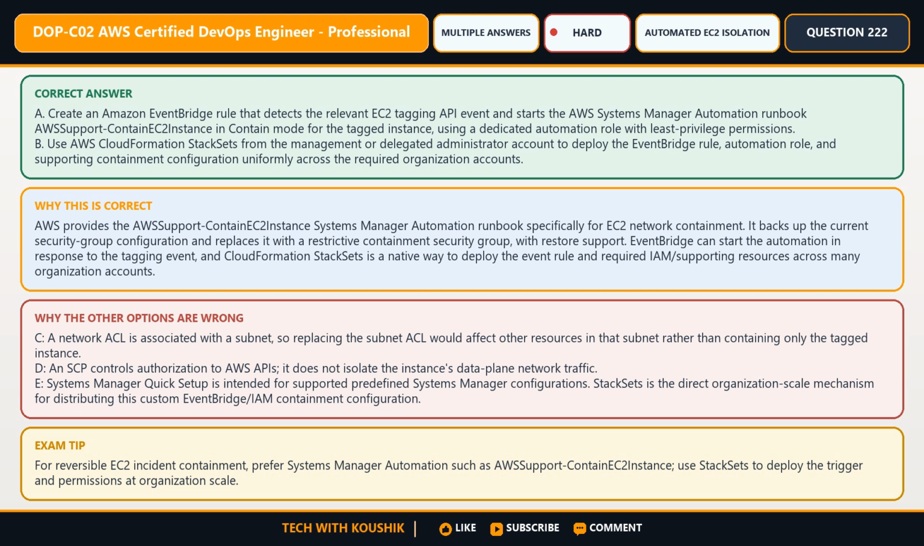Here's a useful exam tip. For reversible EC2 incident containment, prefer Systems Manager Automation such as AWSSupport-ContainEC2Instance. Use StackSets to deploy the trigger and permissions at organization scale.